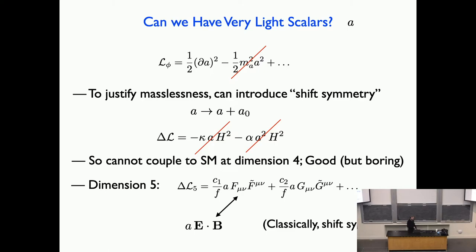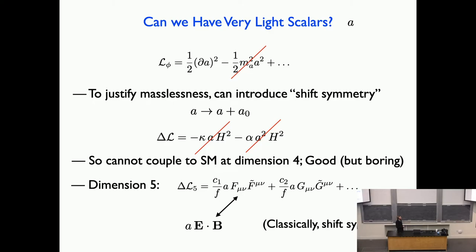Well, life doesn't end at dimension 4. There can be dimension 5 operators, as I said before. And you might search through all possible dimension 5 operators and ask, can it couple at that level? And the answer turns out to be yes. So here's a couple of couplings. So here's this new field A, this light scalar. And this is, say, the photon.